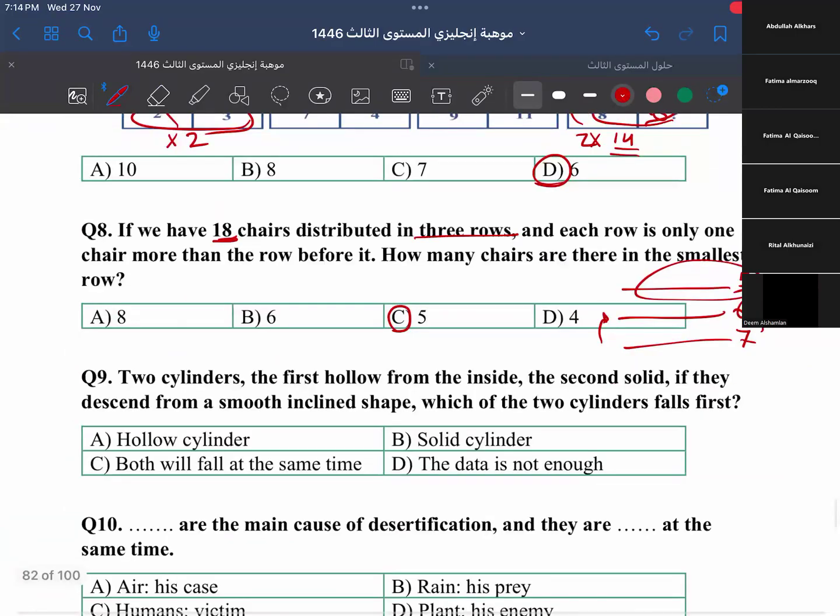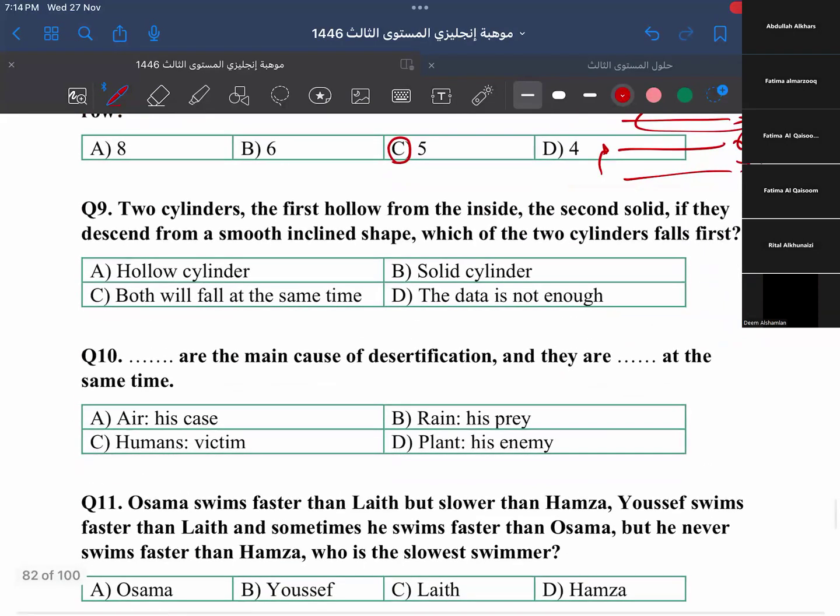Okay. Excellent so far. Yeah, let's go to question 9. Yalla Abdullah. Two cylinders, the first hollow from the inside, the second solid. If they descend from a smooth inclined shape, which of the two cylinders fall first? Wouldn't it be solid because we said that the greater the mass, it's gonna have a greater effect from gravity.